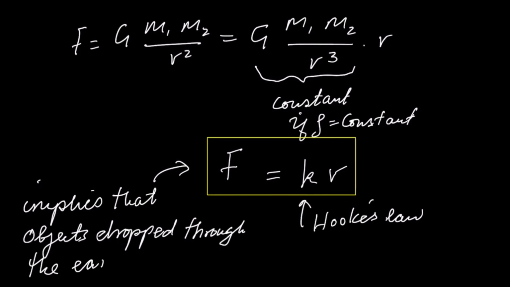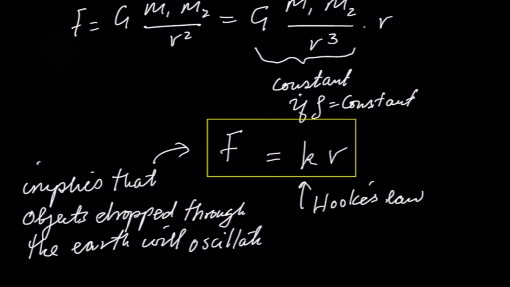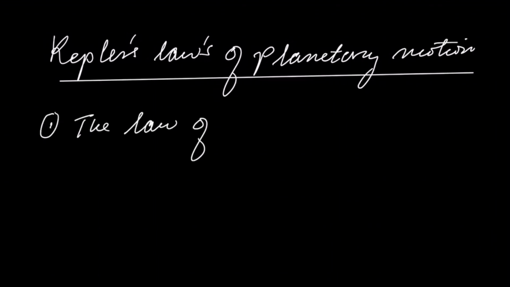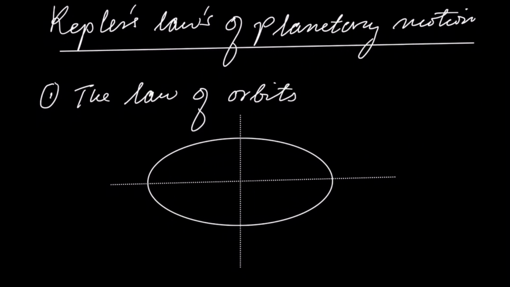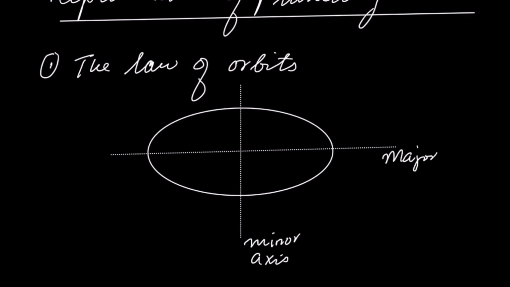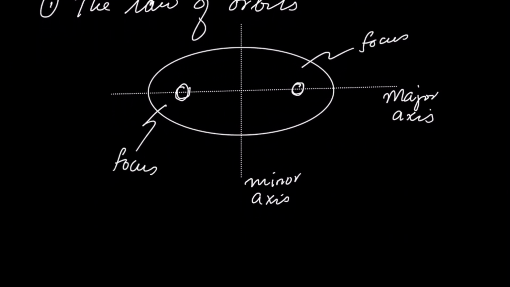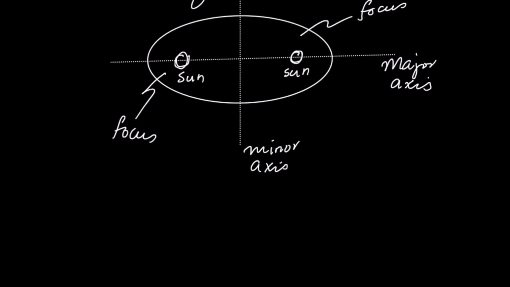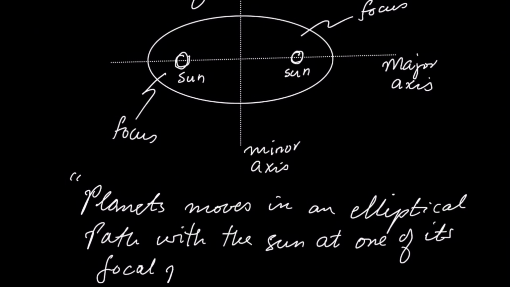Now, I want us to also think of Kepler's laws of planetary motion. There are three laws in this regard, and the first one is called the law of orbits. What it says is that planets revolve around the sun in an elliptical path, and the sun will be at either of those two points called the focal points of the ellipse. And this is the first law of planetary motion.